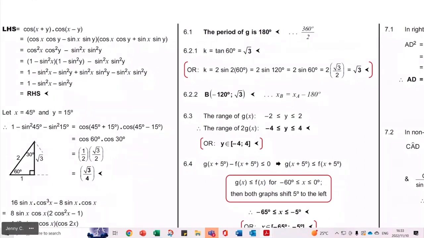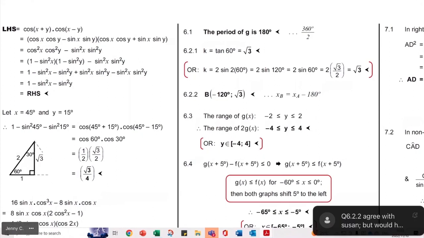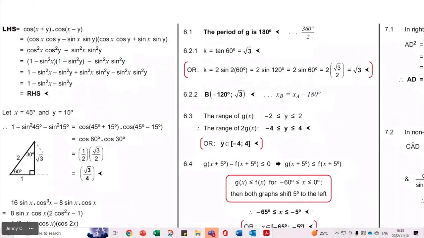But may I comment, ma'am? Yes, go for it. Yeah, question 6. I'm worried about not putting coordinates on the y-axis. Doesn't it disadvantage our slowest of learners?